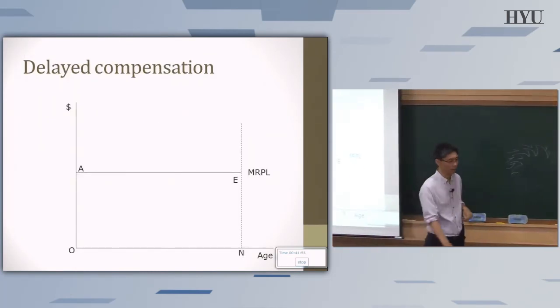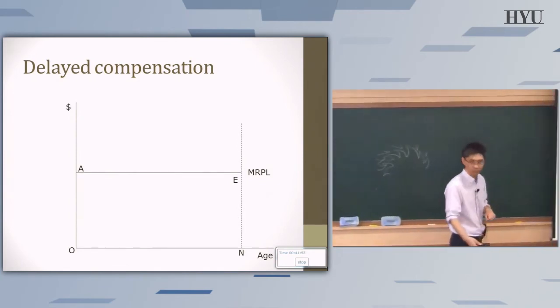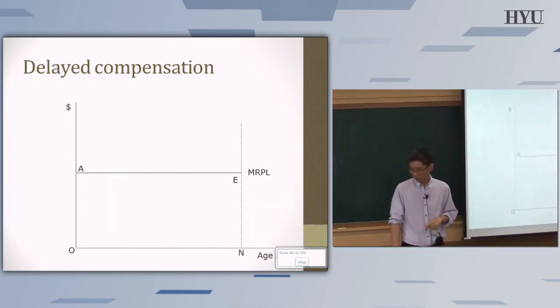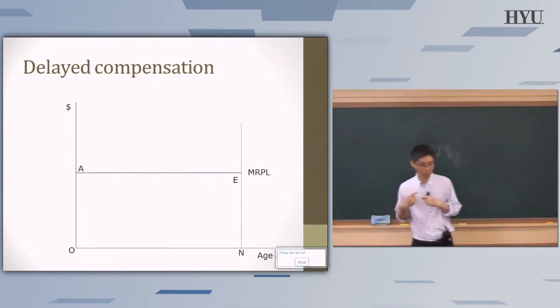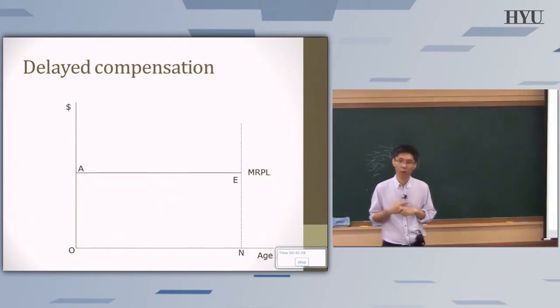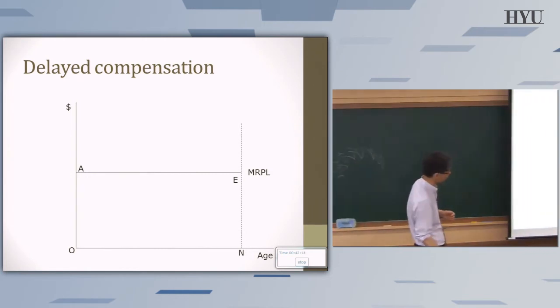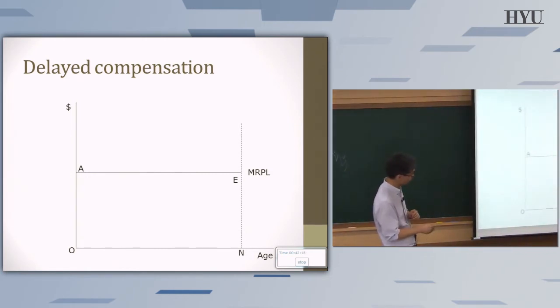The third way of motivating the workers is quite a simple system: change when they are paid. Let's think about it. The horizontal axis is the age, or you can think of it as tenure on the job, how long you have had this job.